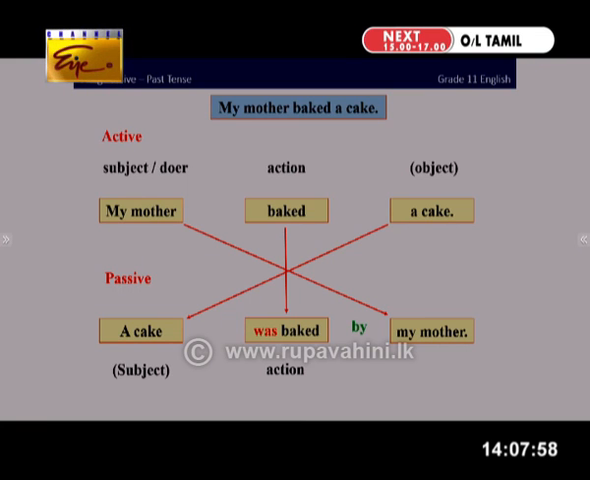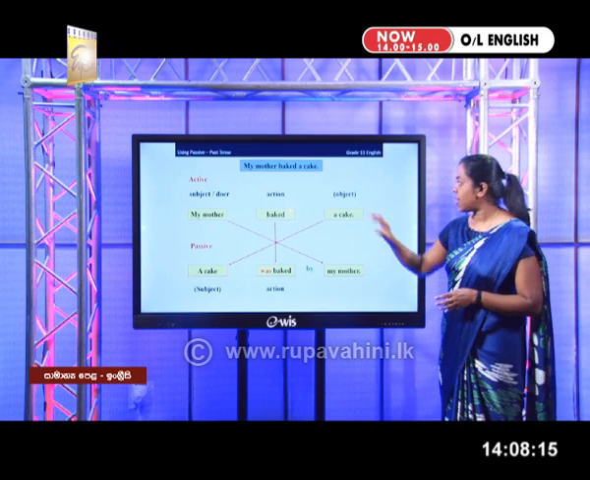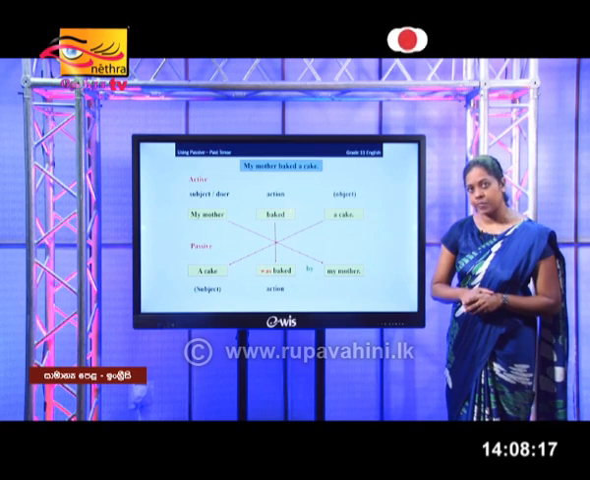Who is the subject? My mother. Yes, she is the one who did the action. What is the action? Baked. It's over. What did she bake? A cake. Right. So, the mother is the subject or the doer, the person who is doing the action. Action is the verb baked, and then the object is a cake.